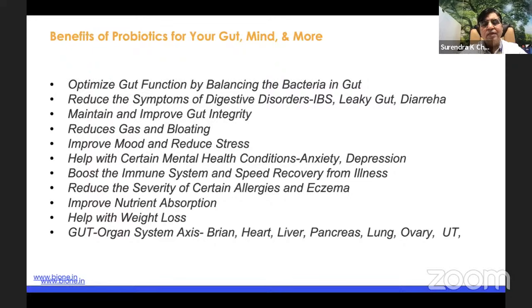Gut organ system access, as explained: brain, heart, liver, lung, pancreas, kidney, ovary, urinary tract systems, basically. It is all communicated through the microbiome. And whatever disease, in one or two systems gets impacted if you have a dysbiosis. Each person does not have all of the systems impacted. Based on their genetic and microbiome impact, one or two organ systems are impacted.